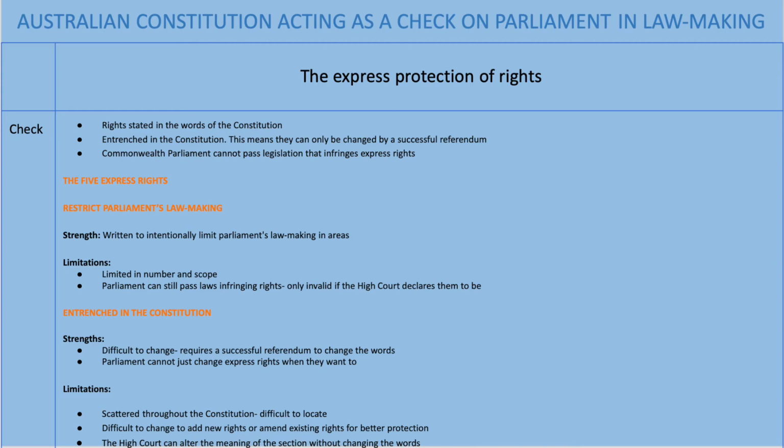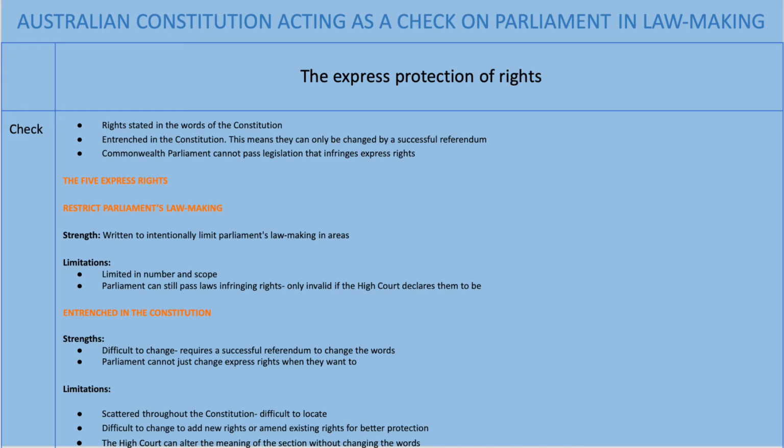Express rights restrict Parliament's lawmaking. This is a strength because express rights were written to intentionally limit Parliament's lawmaking in specific areas. This is a limitation because express rights are limited in number and in scope.